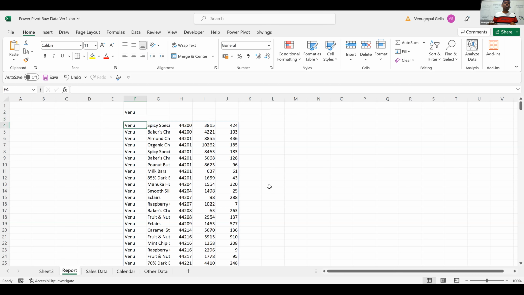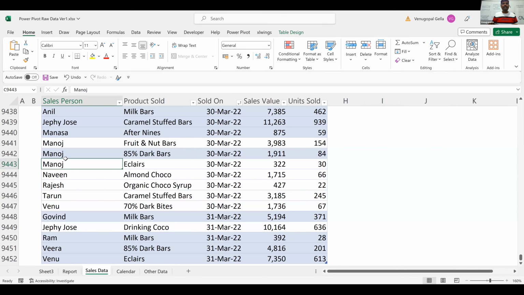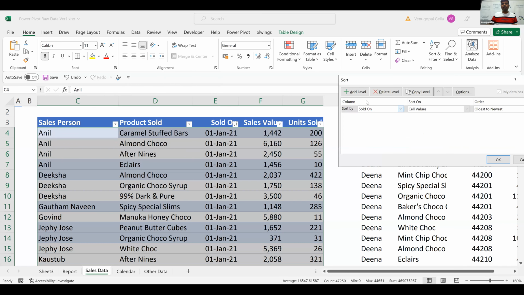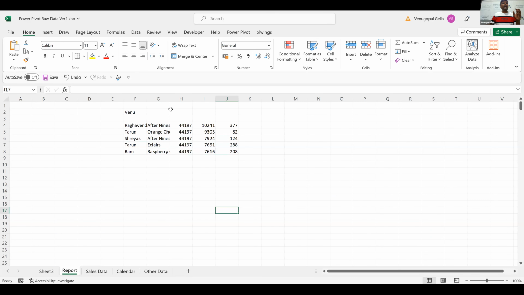The next function I want to talk about today is, people always ask, what are my top 5 products, top 10 data? So you can always use the function called TAKE. From the sales data, I want the top 5 rows. So automatically, whatever the top 5 rows are, they come automatically. So let me sort the data by sales value, largest to smallest. Now you can see Raghavendra, Tarun, Shreyas, Tarun, Ram. This is the data that is there. So the top 5 records you got.